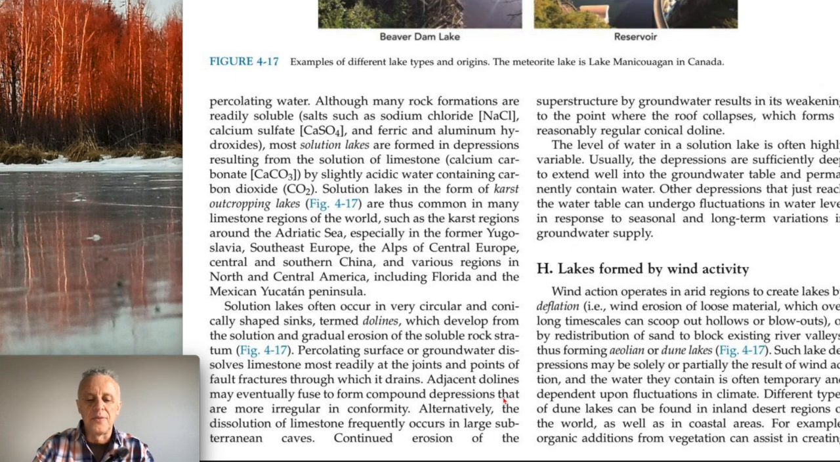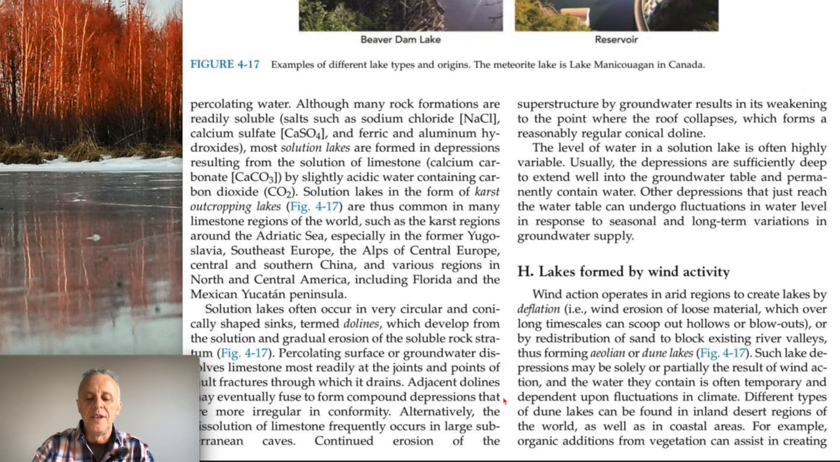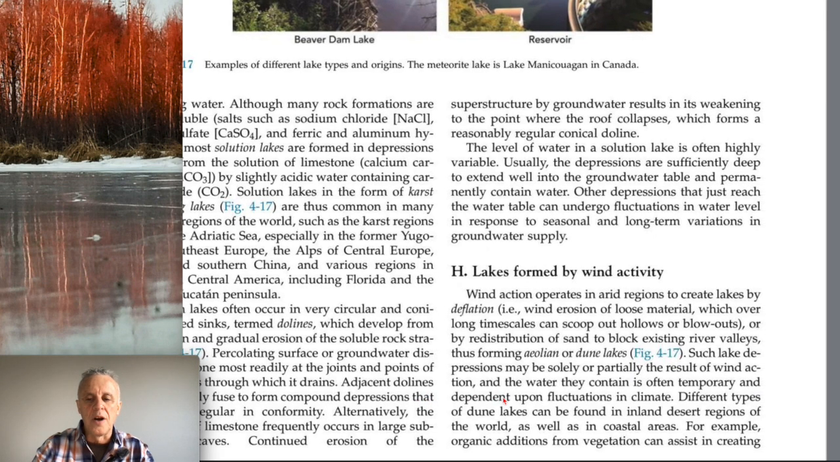Alternatively, the dissolution of limestone frequently occurs in large subterranean caves. Continued erosion of the superstructure by groundwater results in its weakening to the point where the roof collapses, which forms a reasonably regular conical doline. The level of water in a solution lake is often highly variable. Usually the depressions are sufficiently deep to extend well into the groundwater table and permanently contain water. Other depressions that just reach the water table can undergo fluctuations in water level in response to seasonal and long-term variations in groundwater supply.